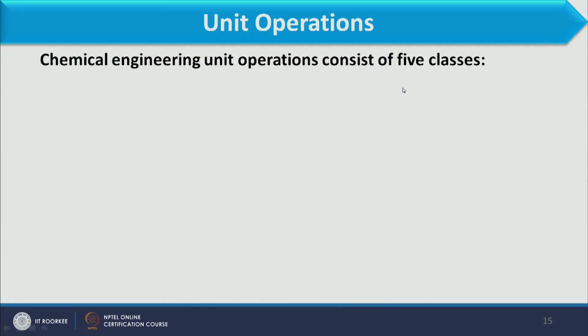Now, further we consider the unit operations. What are the different unit operations available? In chemical engineering, unit operations consist of a total of 5 categories or 5 classes.